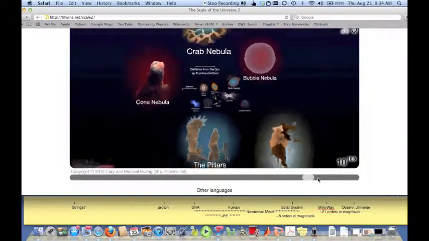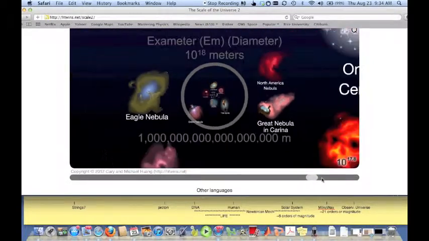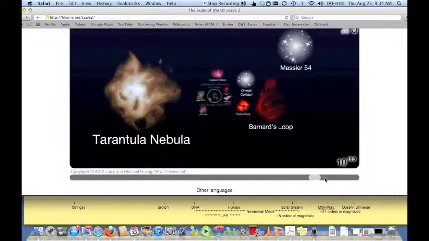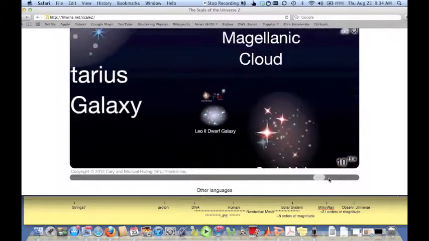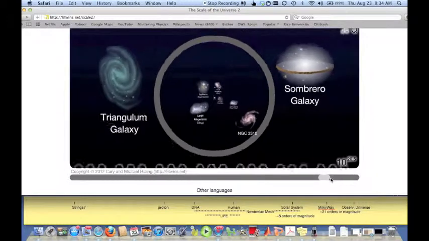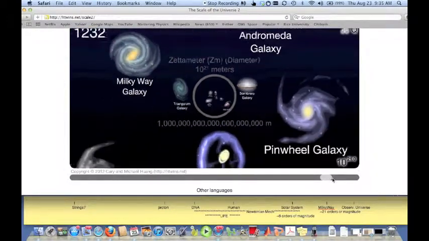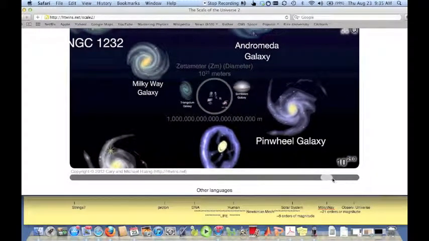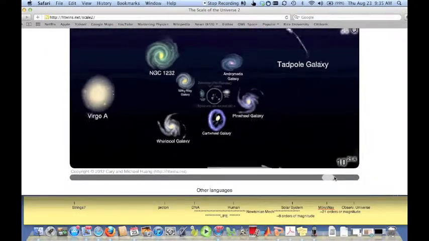Going towards nebulas and small galaxies. Going towards the bigger galaxies like the Milky Way. So the scale that we're talking about there is 10 to the 21 meters. About 100,000 light years across. And you keep going to a bigger scale.